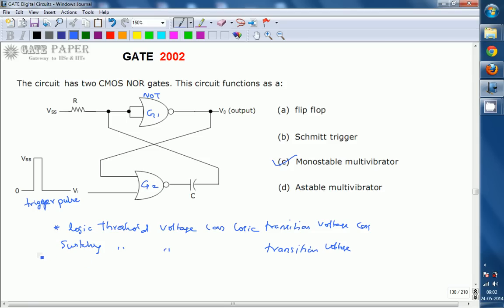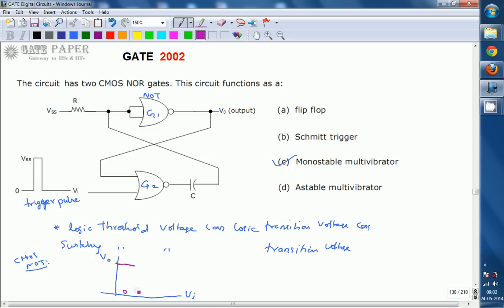You will understand transition voltage better with this. Let us assume we are discussing a CMOS NOT gate, that is, an inverter. For that, this is the characteristic, where the x-axis is V input and the y-axis is V output of the inverter. There are two logic levels, logic 0 and logic 1. If you give logic 0 as input to the CMOS NOT gate, the output will be logic 1. So the output will be logic 1 as long as the input is at 0.